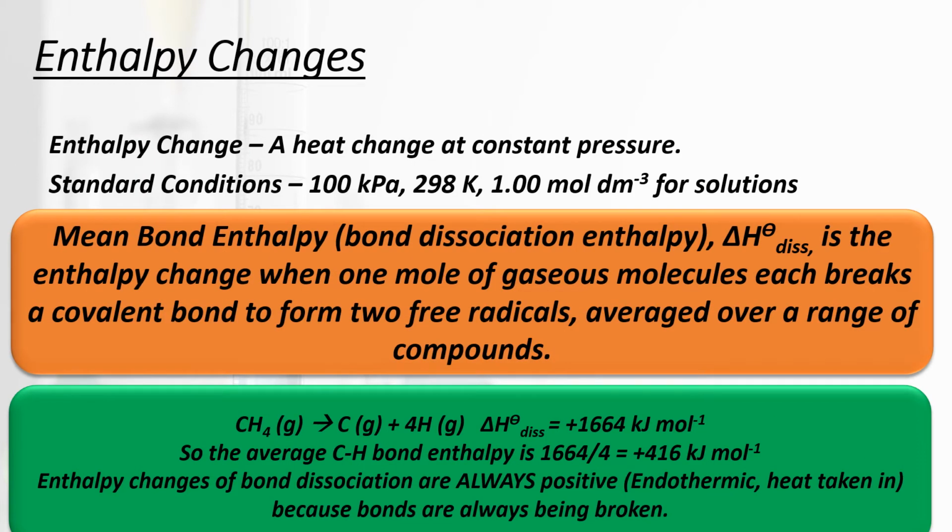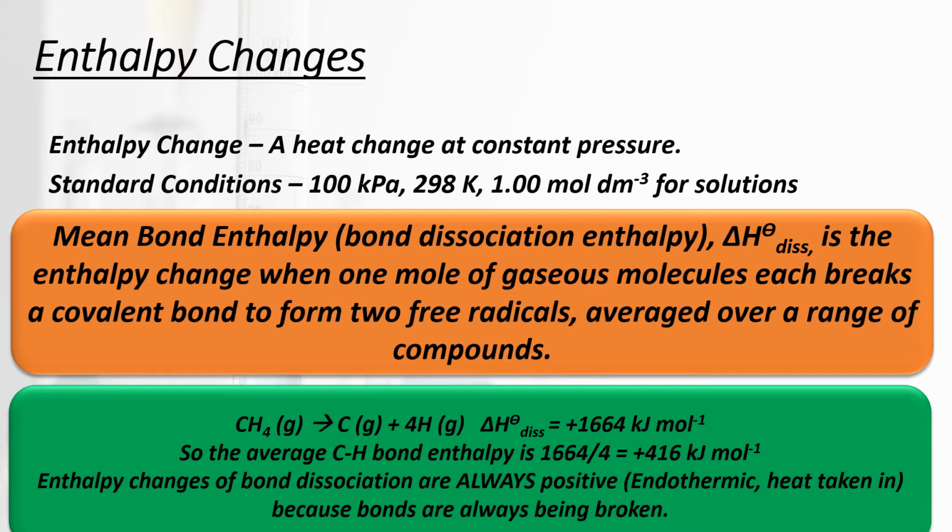We then have our mean bond enthalpy. We talked about this in the energetics series as well, or mean bond dissociation enthalpy. This is the enthalpy change when 1 mole of gaseous molecules each breaks a covalent bond to form 2 free radicals, so what we call a homolytic cleavage, 1 electron goes to each, averaged over a range of compounds. So the key things to take away is that it's gaseous molecules to form these gaseous atoms, these gaseous free radicals essentially, breaking covalent bonds.